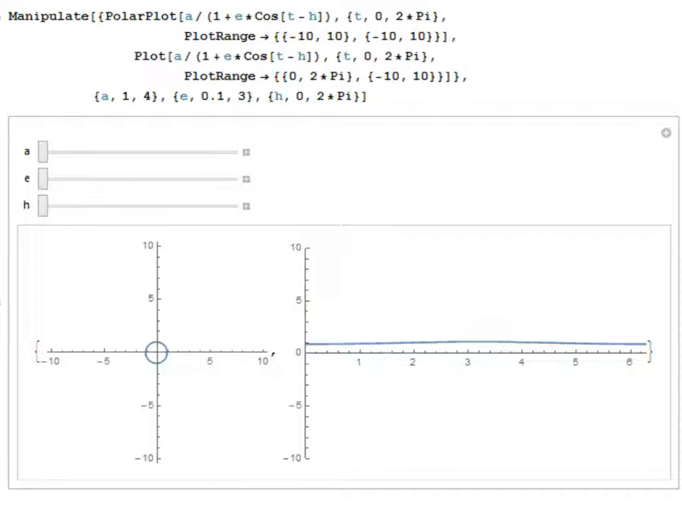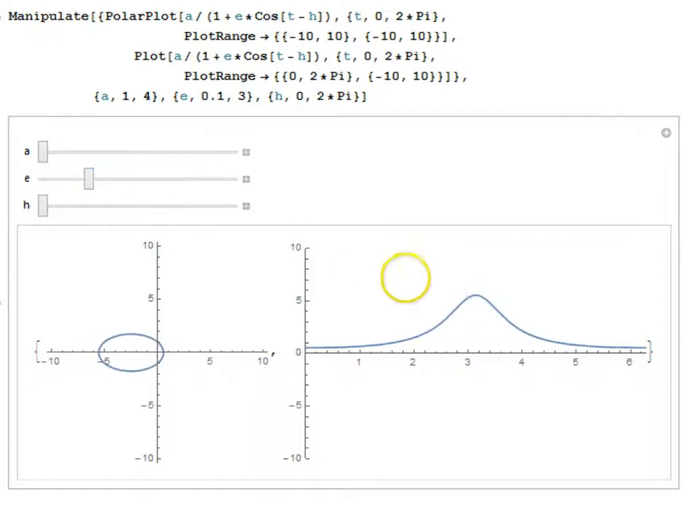All right, I have a mathematical file here set up to show you how some of the variables affect how some of the pieces affect the graphs here. So I'm plotting a divided by 1 plus e cosine of t minus h. Now the minus h is essentially going to just be, let me give you something here.